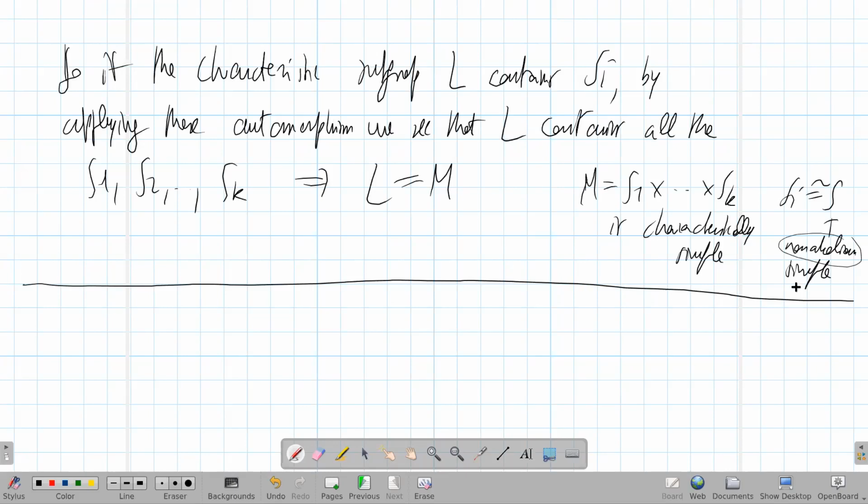Recall that we studied these characteristically simple subgroups because these are the factors of a normal series. We'll get back to this when we discuss soluble groups. And now, before getting to soluble groups, we want to consider the question of uniqueness of an omega composition series.